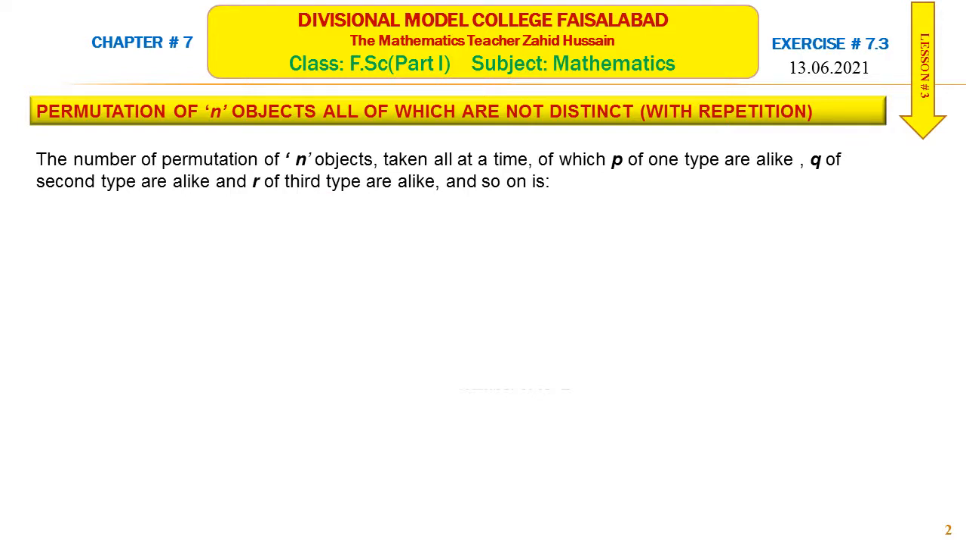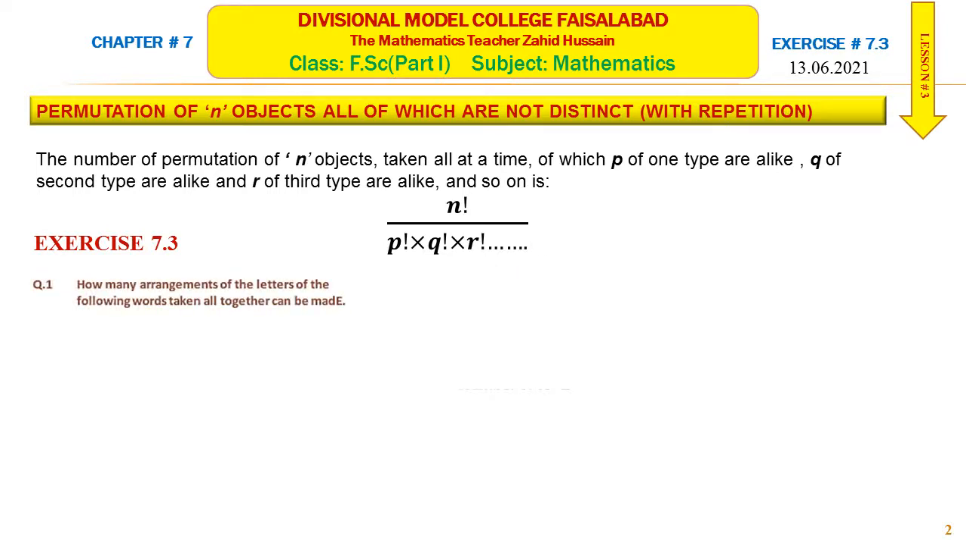So such a permutation is calculated by the formula n factorial, which is the total number of objects, over p factorial, the number of times the one type of object occurs, times q factorial and r factorial. So this is the formula. Now we will solve some questions of exercise 7.3 in which we will use this formula.